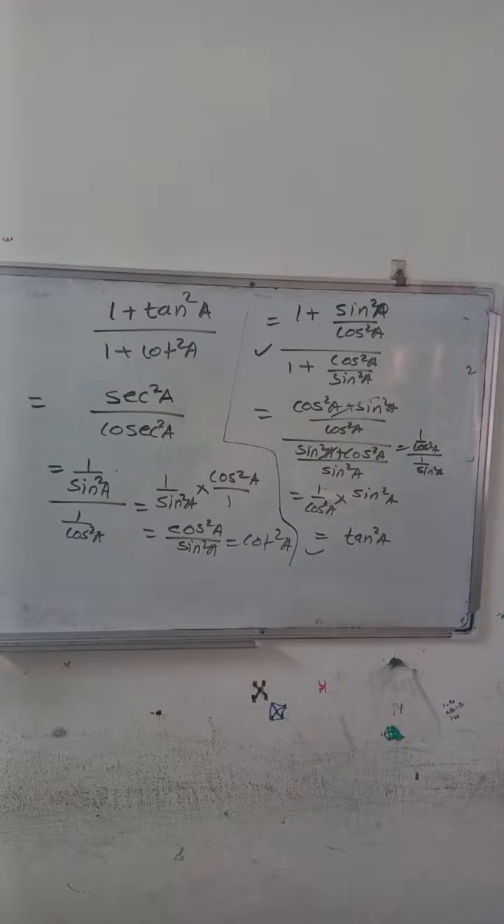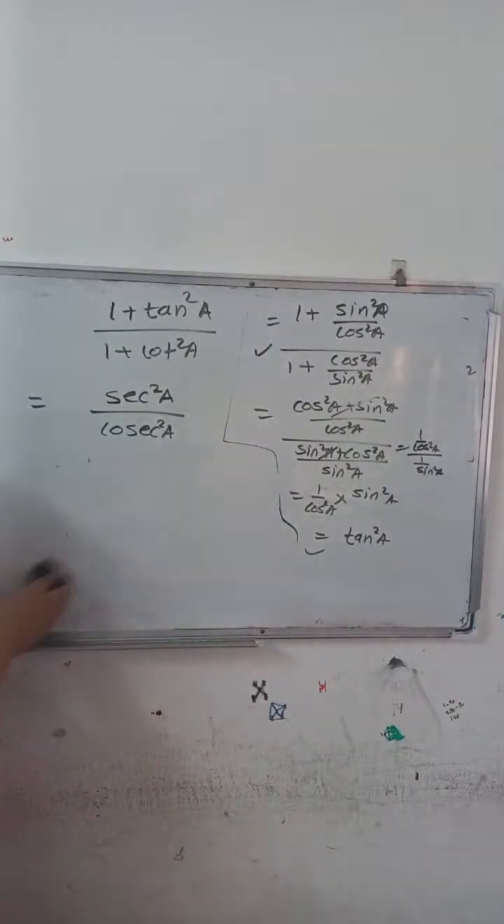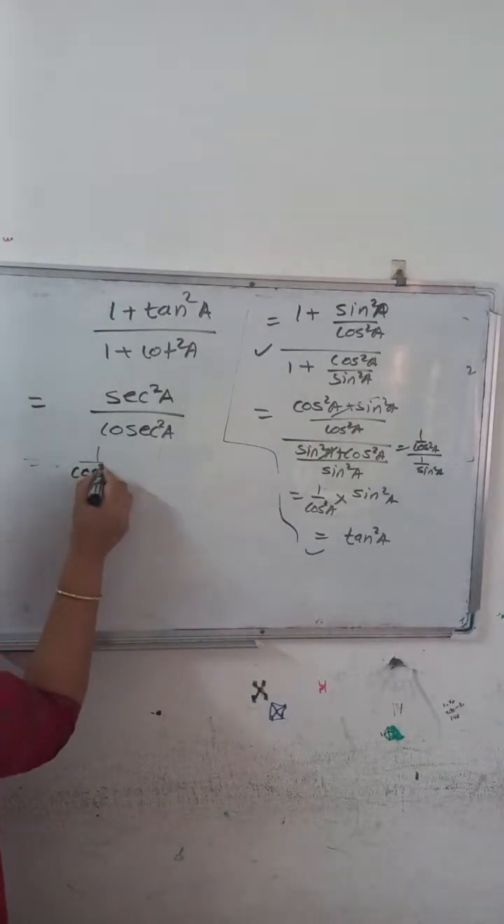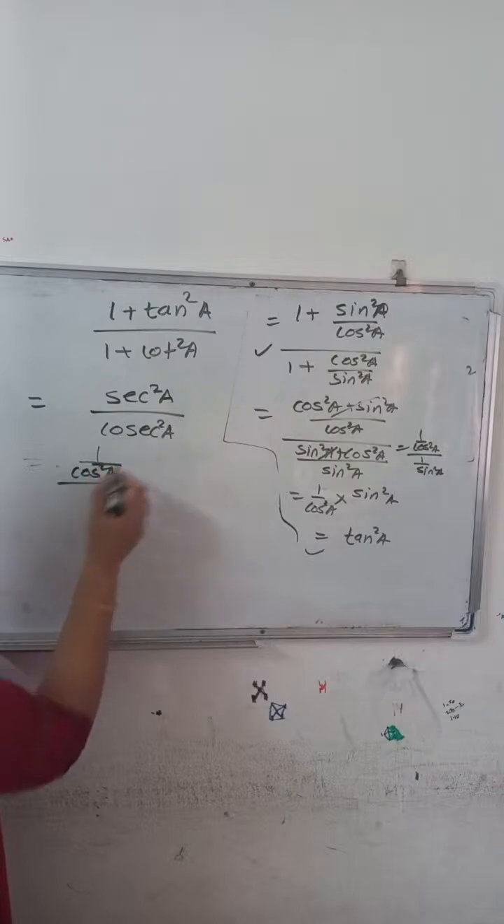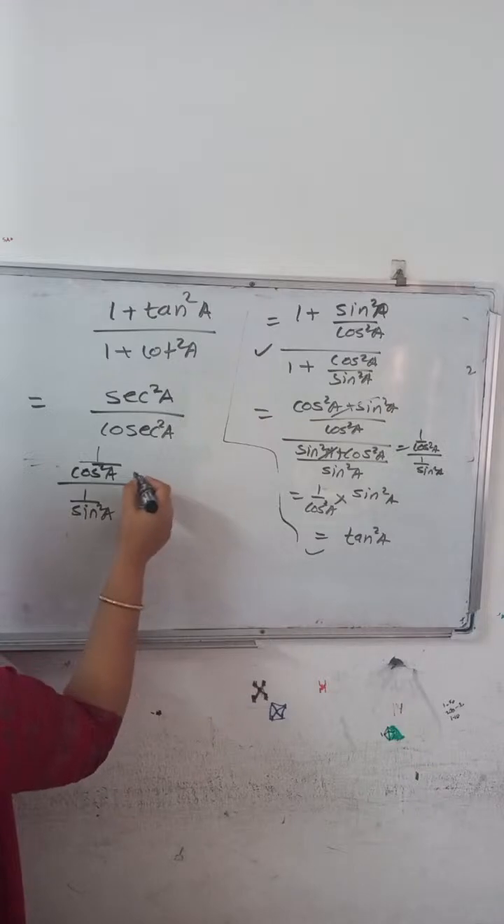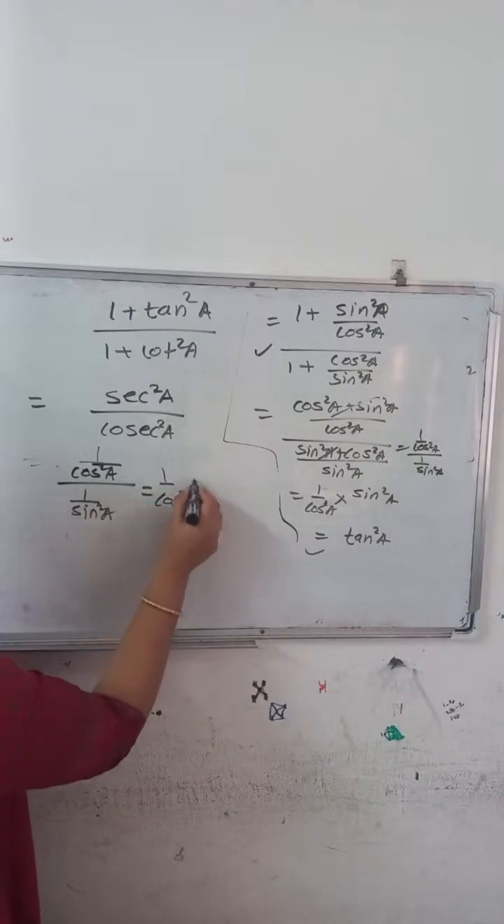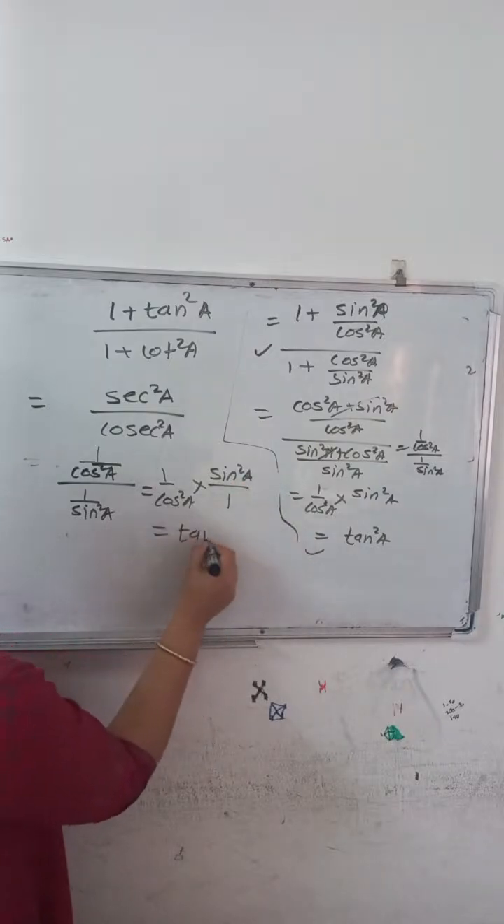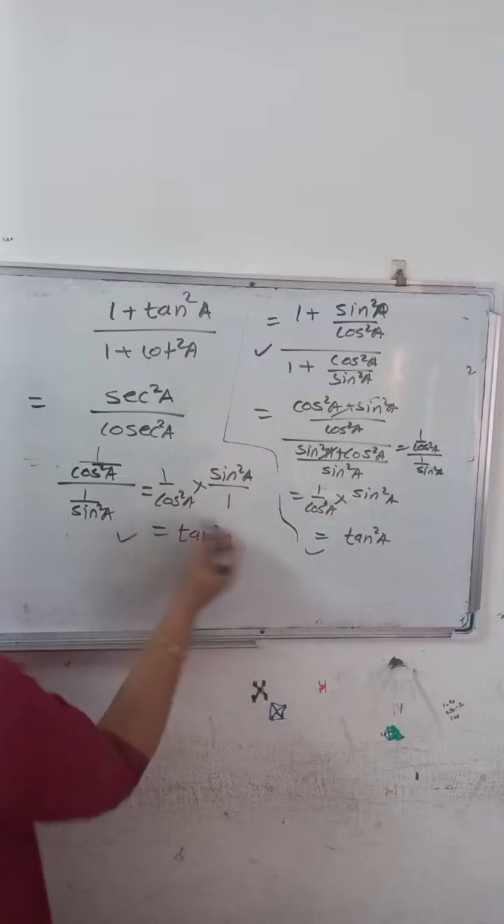Okay, finished. Here I made a mistake. What is the mistake? Sec square is nothing but 1 by cos square A, and 1 by cosec square is nothing but 1 by sin square A. Okay, so here 1 upon cos square A into, here it will come sin square A by 1. So it will come tan square A. So now both the answers are correct.